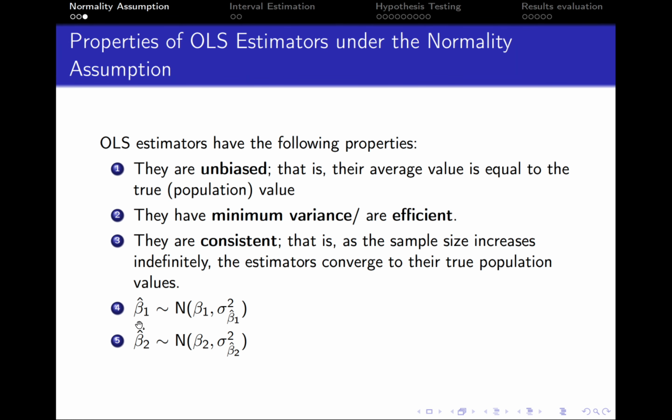And the last two properties are related to the normal distribution of the intercept and the slope coefficients. So the first notation stands for beta 1 being normally distributed with constant mean of beta 1 and constant variance of sigma squared beta 1. And beta 2 is also normally distributed with constant mean of beta 2 and constant variance of sigma squared beta 2.